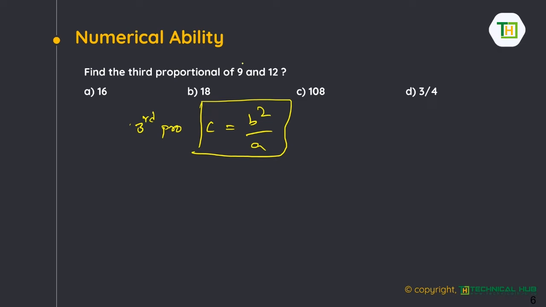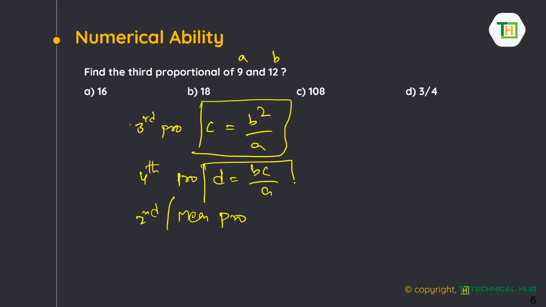C is equal to B square by A. The value of A is 9 and the value of B is 12. And similarly, I will also explain about the fourth proportional and the mean proportional here. Fourth proportional D is equal to BC by A, and second or mean proportional B is equal to root over AC. These are the three proportionals we have in ratio and proportion.